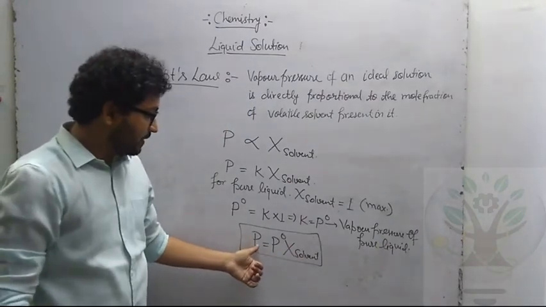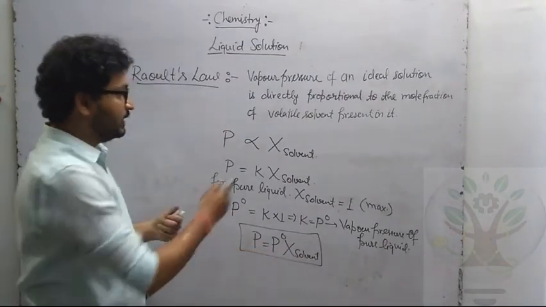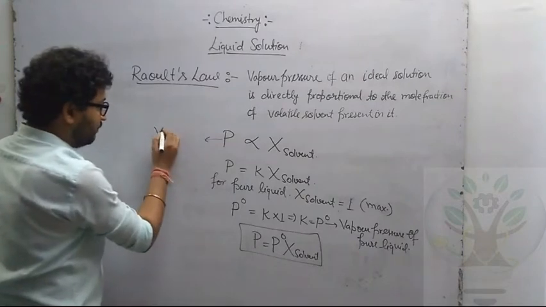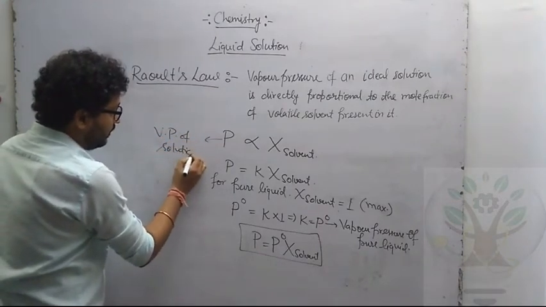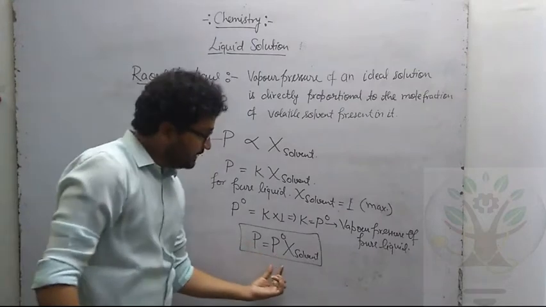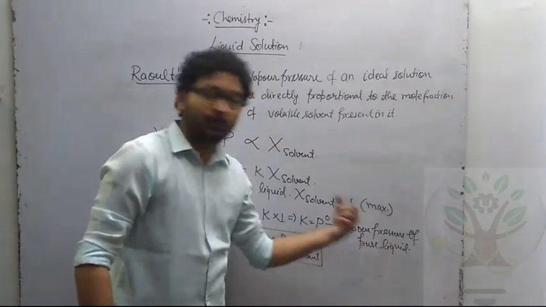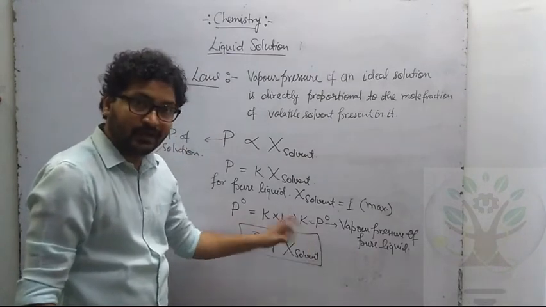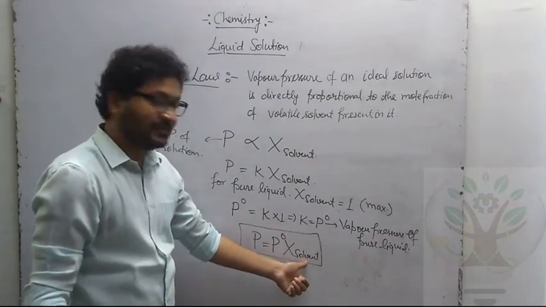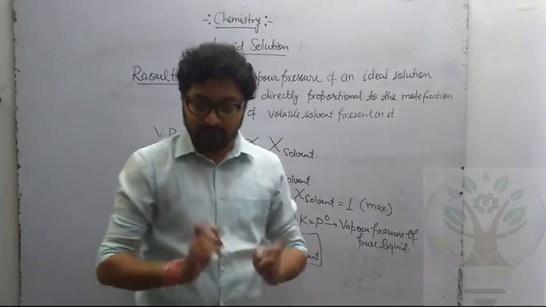Means the vapor pressure of solution. What is P here? Let me write. P is the vapor pressure of solution, equals P naught. What is P naught? Vapor pressure of pure liquid. Let me tell you, it is a constant. P naught is a constant, times X solvent. Is this clear? Very well.